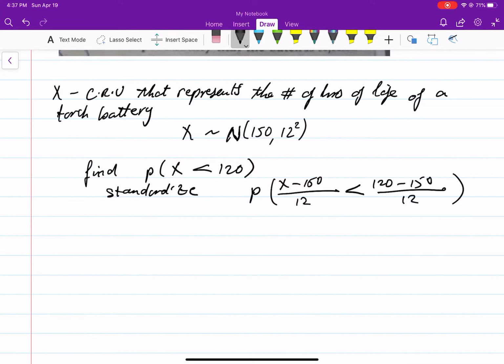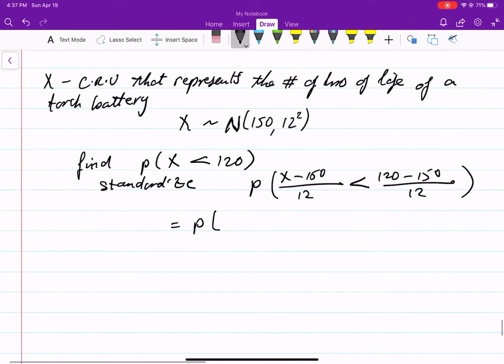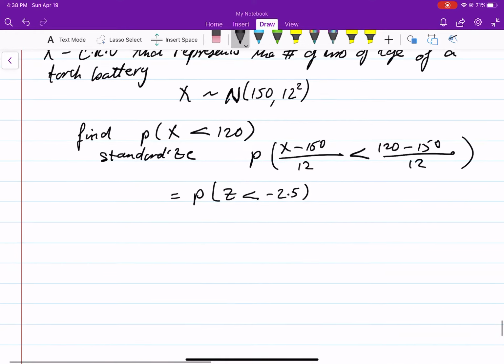So when you standardize, this becomes the probability of x minus the mean over the standard deviation, that's z. And we're looking for the probability that z is less than 120 minus 150, which is minus 30, and you divide that by 12. Minus 2.5. Z is less than minus 2.5. How do you find that probability?